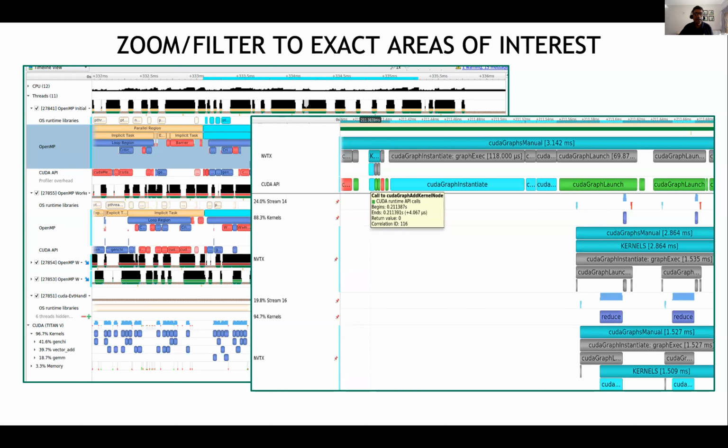Yeah, this is just getting into details of how you can select a specific region and zoom into it. And if you click on, say, an API, it will highlight all the corresponding events across the different rows related to this. So for example, this CUDA graph instantiate, what are the launches made, what are the kernels which get triggered. So that correlation is a unique feature that can be done across all these rows. Next slide, please.